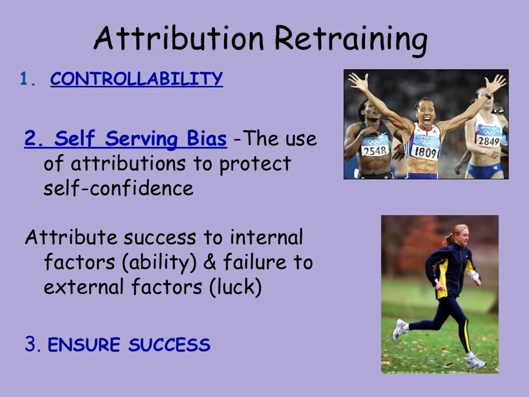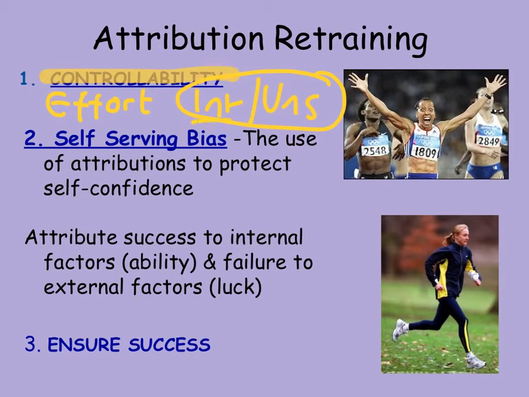Okay, so we can see that the first method is making controllable attributions. Controllable ones are clearly ones in which we have control. Now if you think about your Weiner's model, the control box is the one where we talk about effort. So this is internal and unstable. We can control it because it's down to us. It's internal and it's unstable, i.e. I can change it. Effort can change and therefore you can control the amount of effort that you put in.